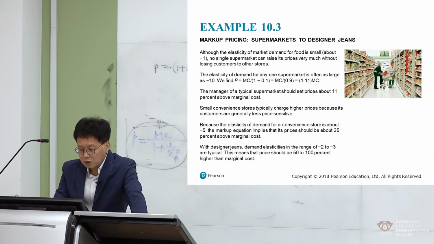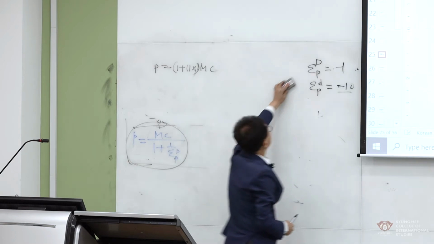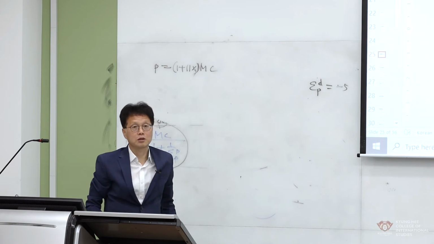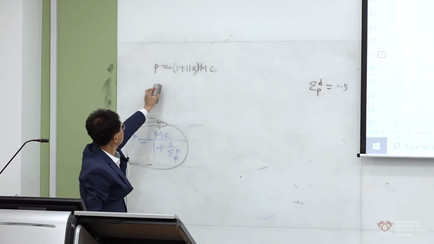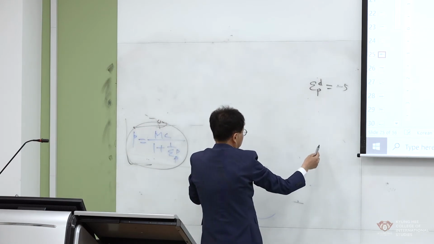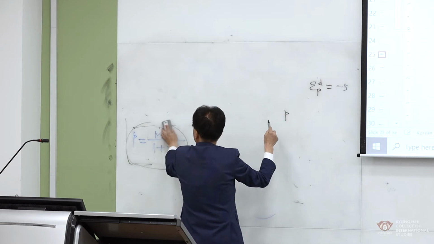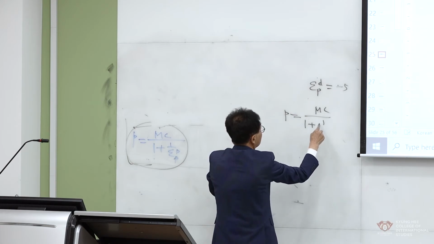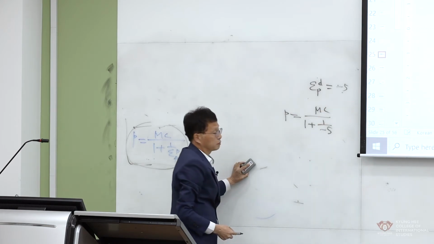Small convenience stores typically charge a higher price because their customers are generally less price sensitive. Because the elasticity of demand for a convenience store is about -5. For example, this one is -5 in the convenience store case. Then also we can calculate this one, right? When price elasticity of demand is -5, then price is equal to marginal cost over 1 plus 1 over -5, right?